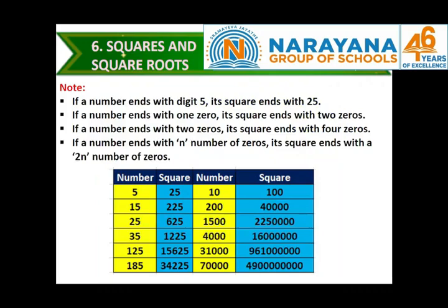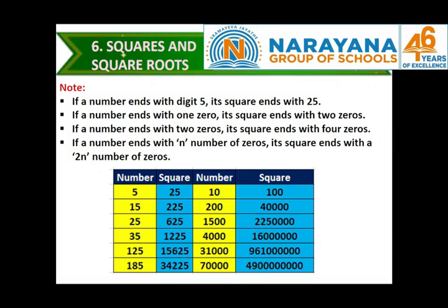Some more note points about this one. If a number ends with the digit 5, its square number ends with 25. See, in all examples till now, we learned only the ending digit value for 5. But here, I am given the last 2 digits. 5 square is 25. 15 square is 225. 25 square is 625. 35 square is 1225.